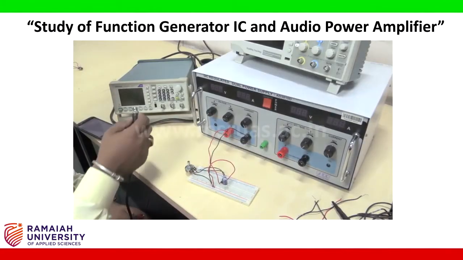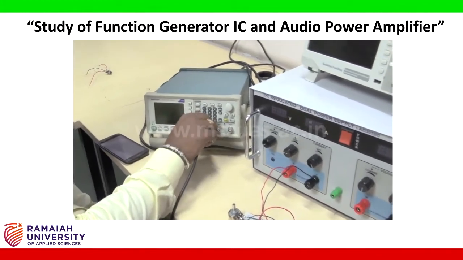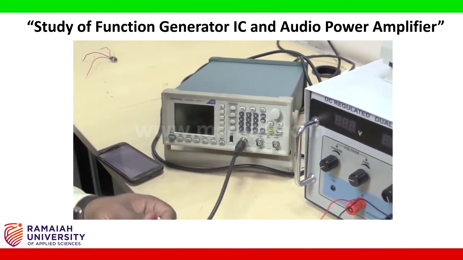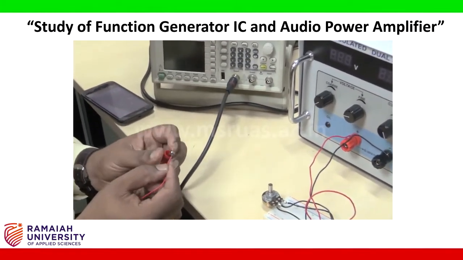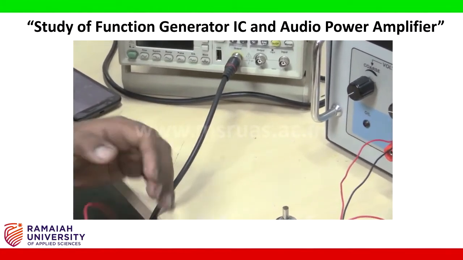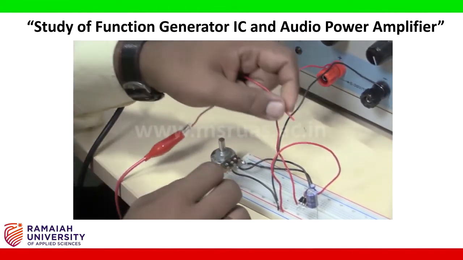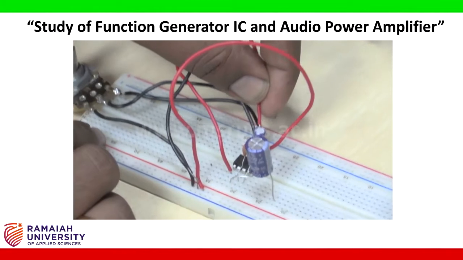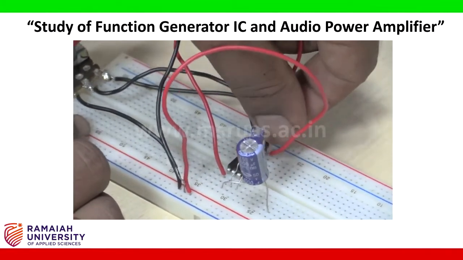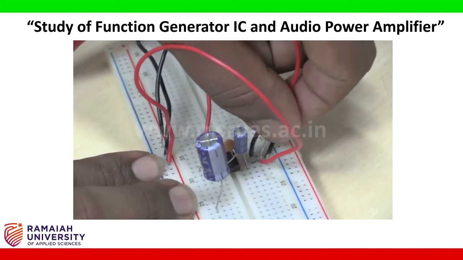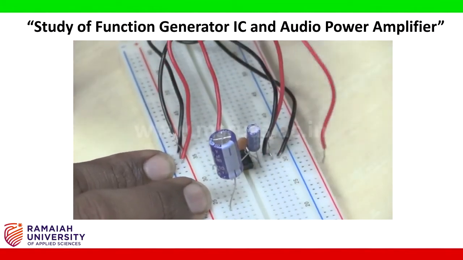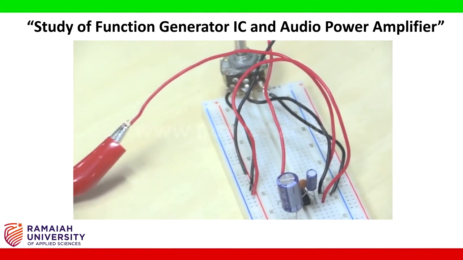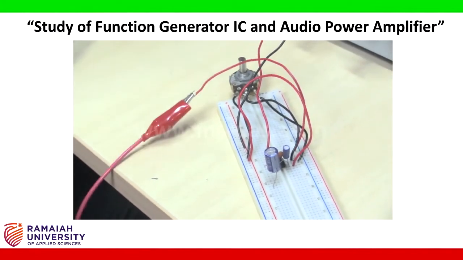Now I am taking the patch cord and connecting to the signal generator. I place the positive pin of the signal generator terminal to pin number 2. This is pin number 2. I placed the input here. The negative terminal will be made to ground.